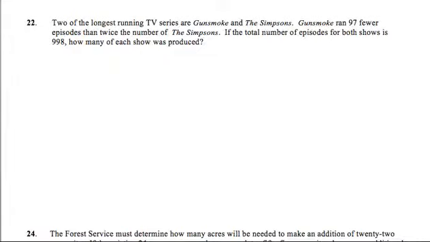Now we'll take a look at question 22. Two of the longest running TV series are Gunsmoke and The Simpsons. Gunsmoke ran 97 fewer episodes than twice the number of The Simpsons. That's twice the number of episodes of The Simpsons. If the total number of episodes for both shows is 998, how many of each show was produced? So what we have here is two unknowns. We want to know how many episodes of Simpsons and then how many episodes of Gunsmoke.